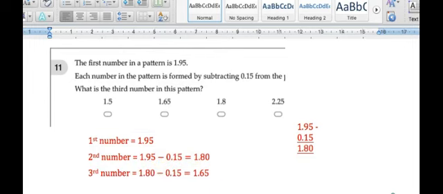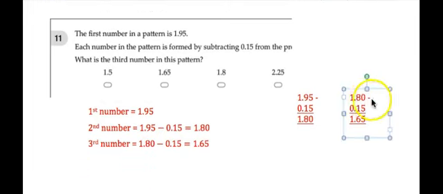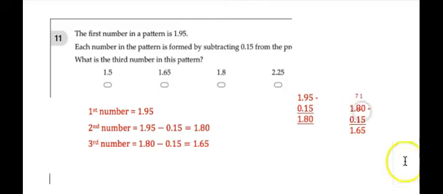I mean, you can set it up as a subtraction as well, or you can see that the 0.15 will be under the 80. So you will end up with 1.65. So 1.80 minus 0.15. Subtraction is easier if you know that these are both under the decimal point, to do 80 take away 15, which is 65.